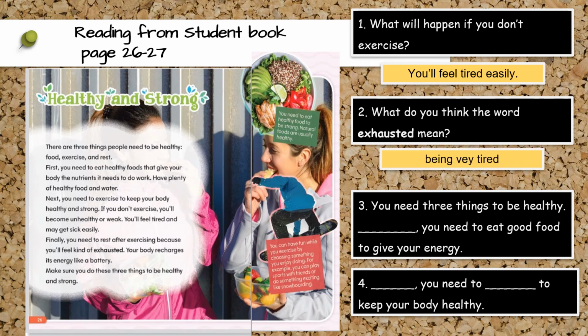Very good. And then number three, you need three things to be healthy. Can you complete what is the missing word here? It should be first. First, you need to eat good food. And number four, what is the answer for this? Can you fill in the blanks? Next, yes, very good. Next, you need to exercise. Very good. You need to exercise to keep your body healthy. So, is this text clear for you?